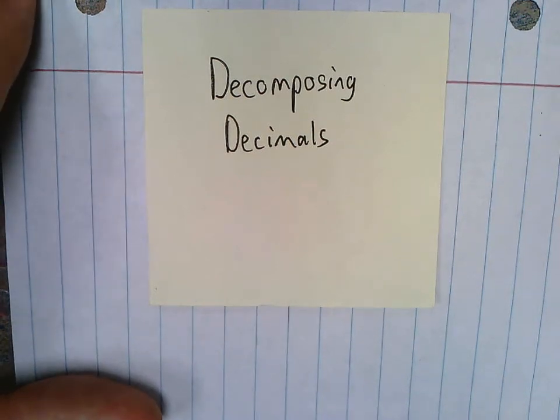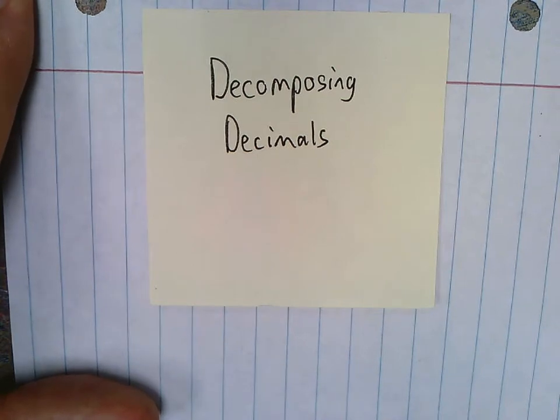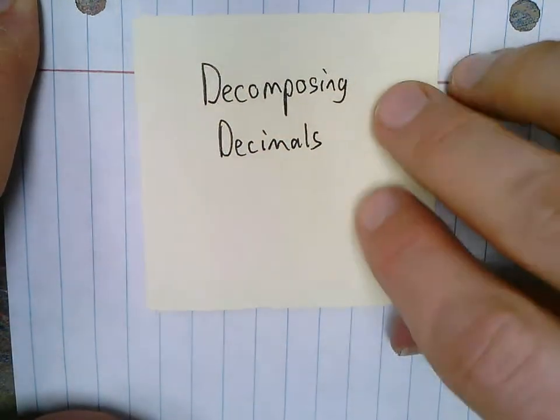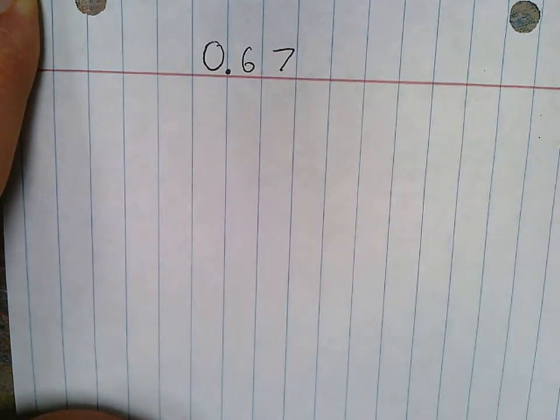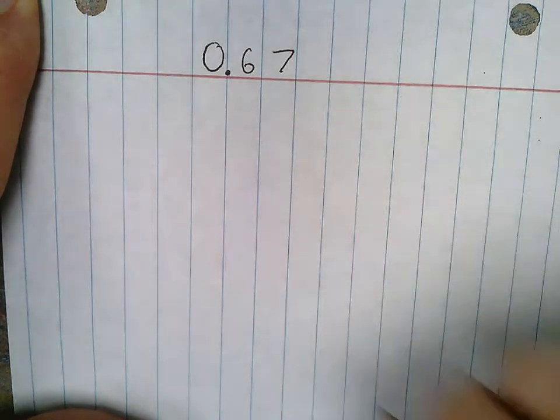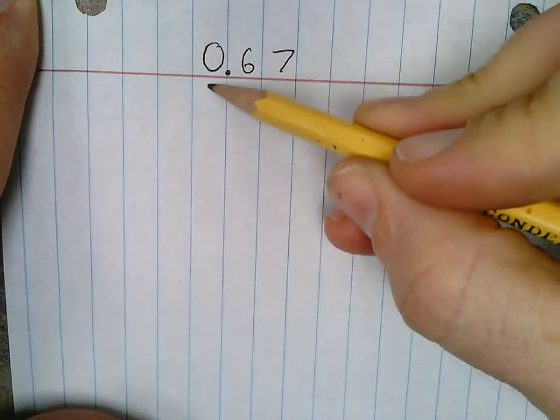Okay, decomposing decimals. This is whenever you have to break decimals into tenths, hundredths, and thousandths, or wholes even. So if I have 0 and 67 hundredths, whenever I'm decomposing these decimals, one simple technique is first you should be able to identify the whole.